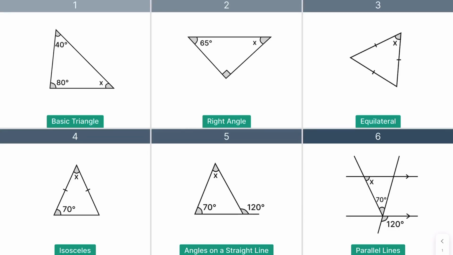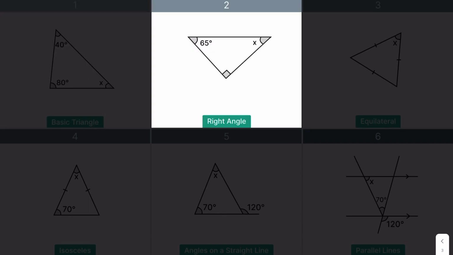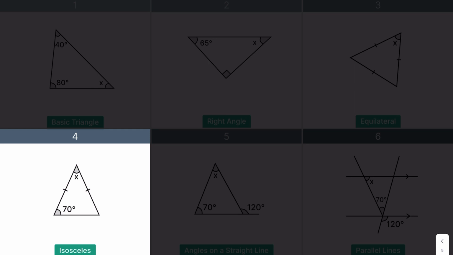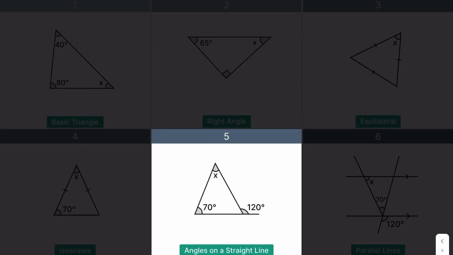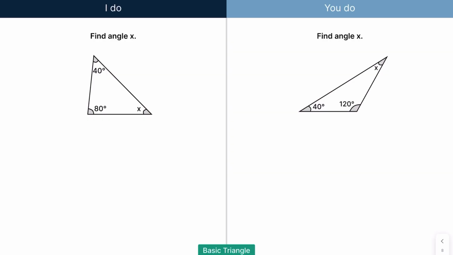Angles in a triangle is what we're looking at in this video. It's split into 6 parts. We're first going to start off by looking at examples like this with a basic triangle, then a right angle, then an equilateral, then an isosceles, then angles on a straight line with a triangle, and then parallel lines with triangles. The way my videos work, I'm going to do the example on the left, which is I do. You are then going to press pause and have a go at the example on the right, which is you do.